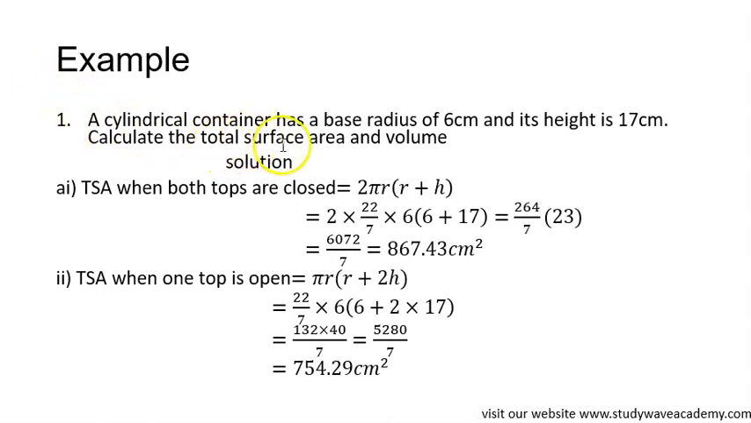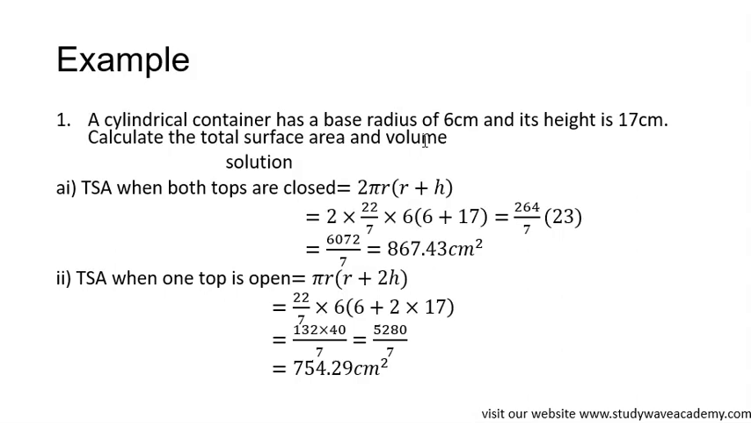A cylindrical container has a base radius of 6 cm and its height is 17 cm. Calculate the total surface area and volume. Remember I said that to calculate the total surface area, there are two formulas: when both tops are closed and when one top is open and the other is closed, right? So we're going to be using the two formulas to calculate.